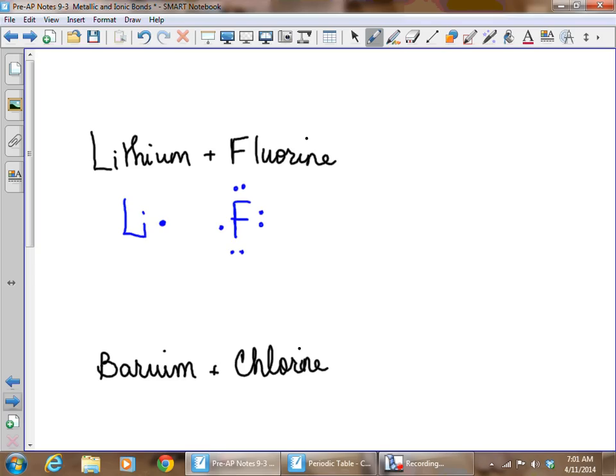And then I want you to draw an arrow from the element that's losing electrons to the element that's gaining them. I then want you to write what the formula of that compound would be, and then I want you to name it. This would be lithium fluoride.